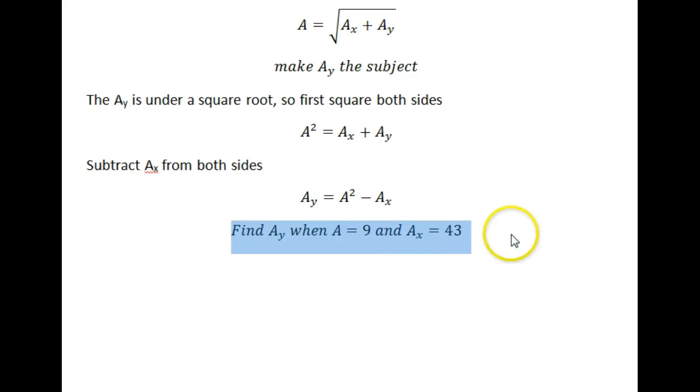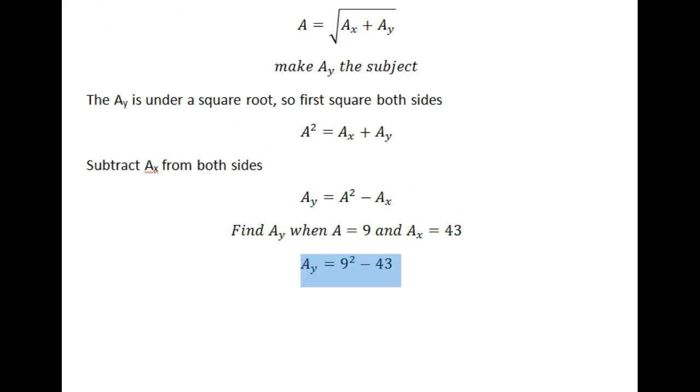We're being asked to find ay when a is 9 and ax is 43. We simply replace those letters with those numbers and do our calculation, which will be 9 squared minus 43. Now 9 squared of course is 81, so ay is equal to 81 minus 40, which is 41. Take away another 1, which is 40. Take away another 2 is 38 if we do the subtraction in our head.